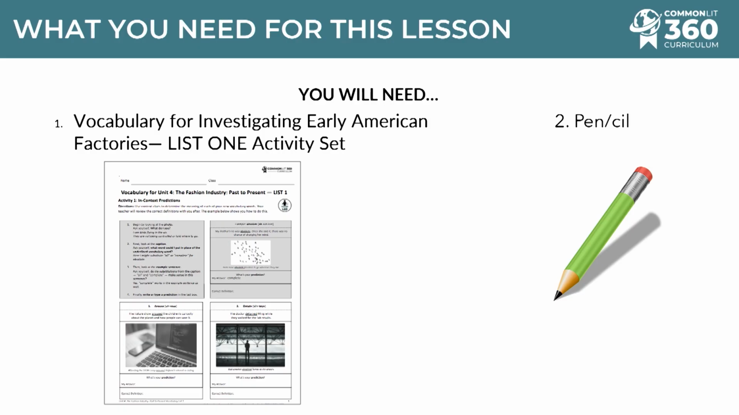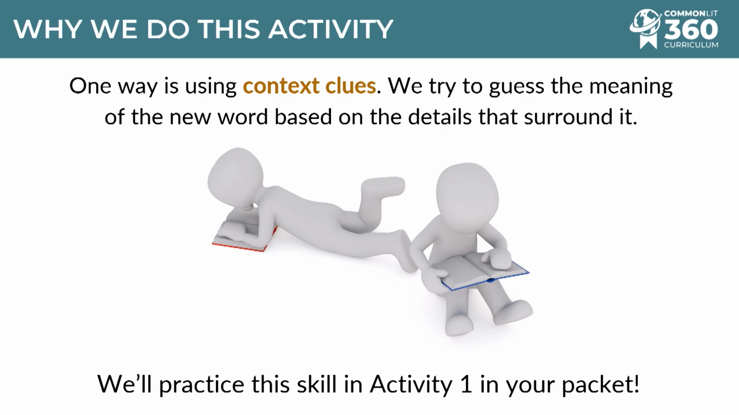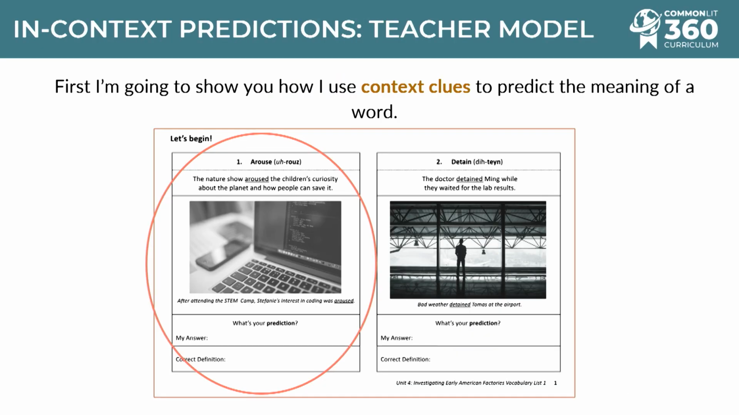And why do we even do this activity? When we're reading words, sometimes we encounter words that we don't know. And without a dictionary, how can we figure out what that word means? So one way is to use context clues. We try to guess the meaning of the new word based on the details that surround it. And we're going to practice this skill in activity 1 of your packet.